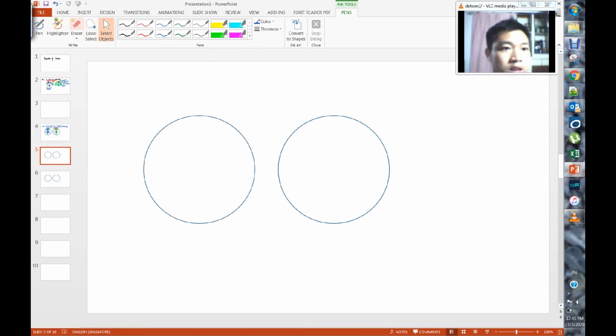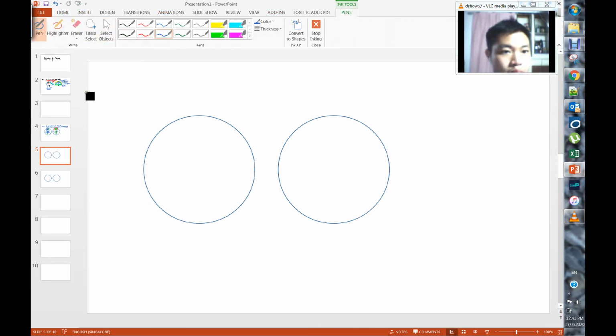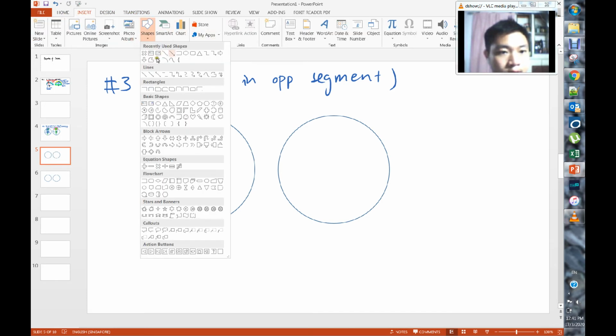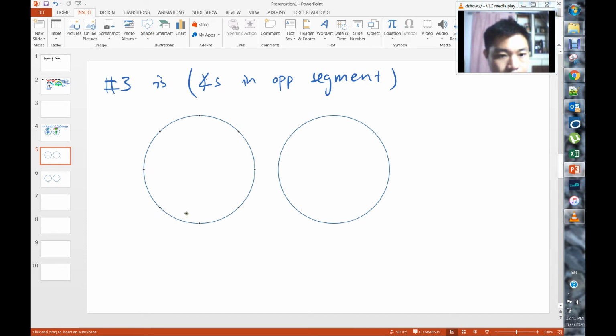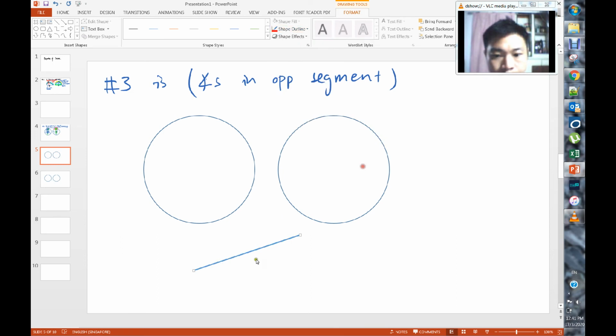Okay, let me move on to rule number 3. Rule number 3 is angles in opposite segments. Let me illustrate with this circle here. Let me make the lines thicker.